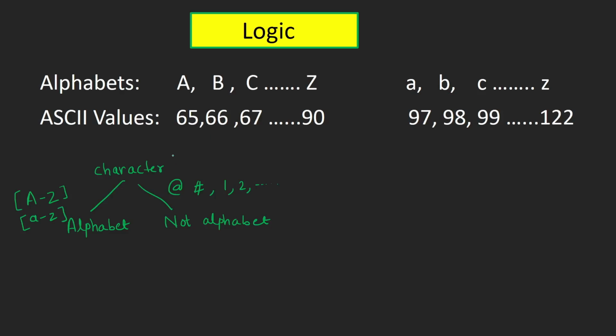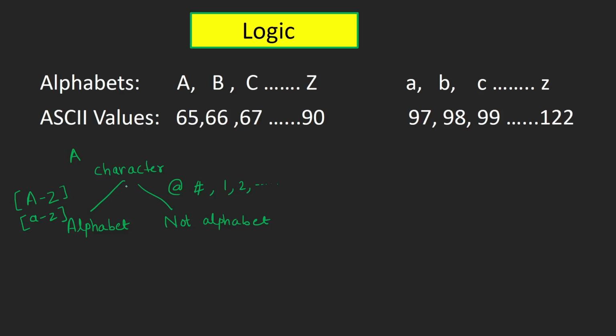Now you also know that in this question, we actually have two choices. A character can be an alphabet or that character cannot be an alphabet. For example, if you enter capital A, then that character will be alphabet. But if you enter, let's say, at the rate, hash, 1, 2, any of the digits, then it will not be an alphabet. So that means any character which is in the range of capital A to capital Z and small a to small z will be an alphabet, and all the rest characters will not be an alphabet.